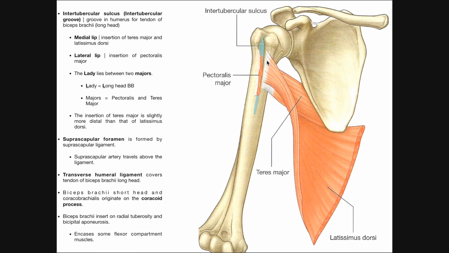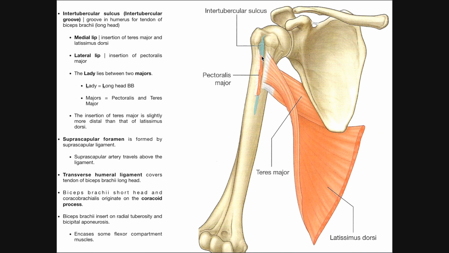Now notice these two insertions. The latissimus dorsi actually has the slightly more anterior insertion. It's also a little bit higher up. The teres major's insertion actually goes a little bit behind, or posterior to, that of latissimus dorsi. So latissimus dorsi is more anterior slightly. Teres major's is a little bit more posterior.